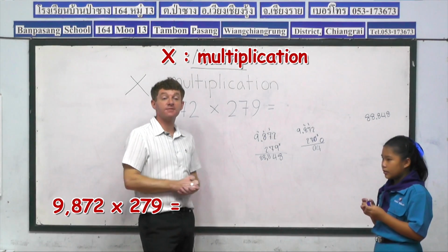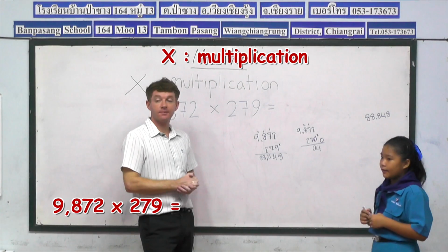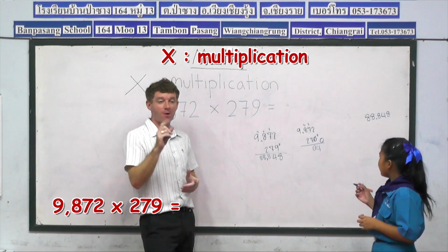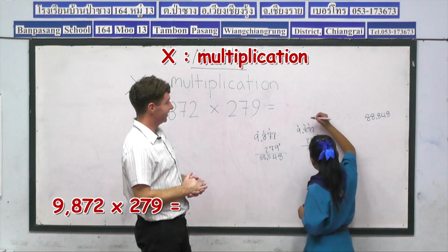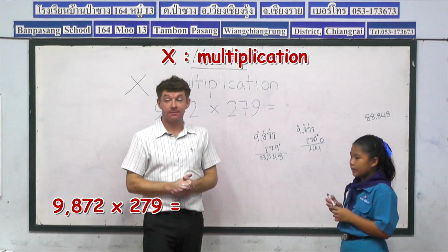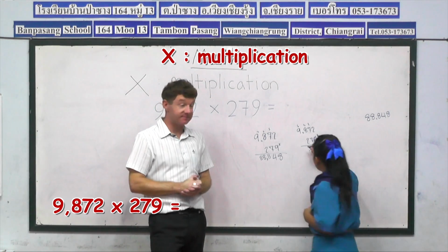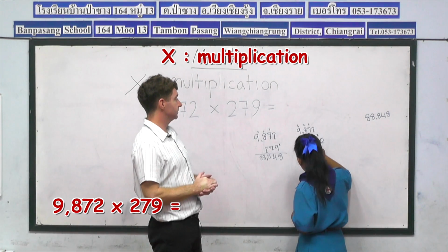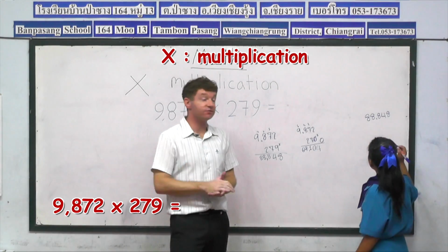7 times 8, 61. So write the 1 and carry the 6. 7 times 9, 69. 69. Excellent. Well done, Lak Gao. So now we have our second answer.